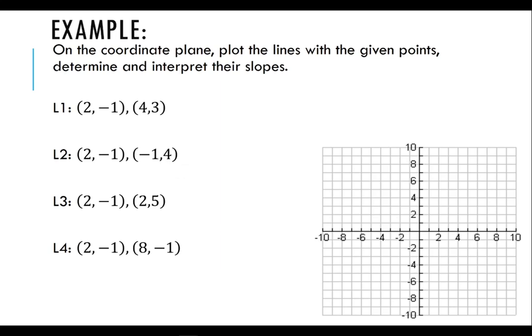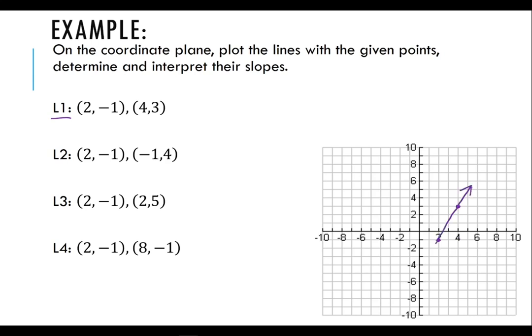Now on the coordinate plane, we want to plot the lines with the given points and determine and interpret their slope. So let's start with L1. Since we're already going to plot the lines, we can just count the rise and the run. But if you would rather use the calculation technique from the formula, you can use that as well. This is entirely up to you. But 2, negative 1 is the ordered pair right here. And let's find that other point, 4, 3. So 4, 3 is right here.